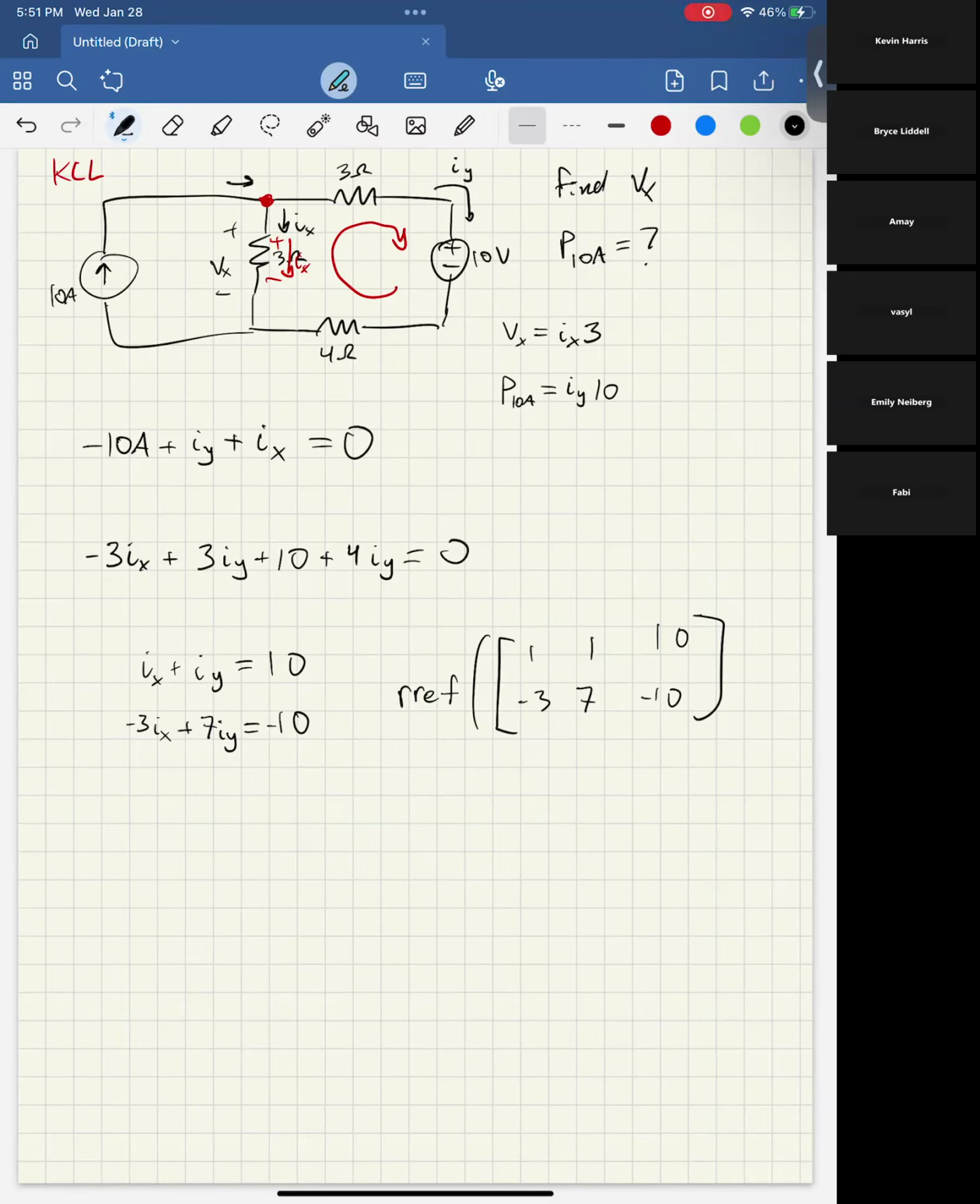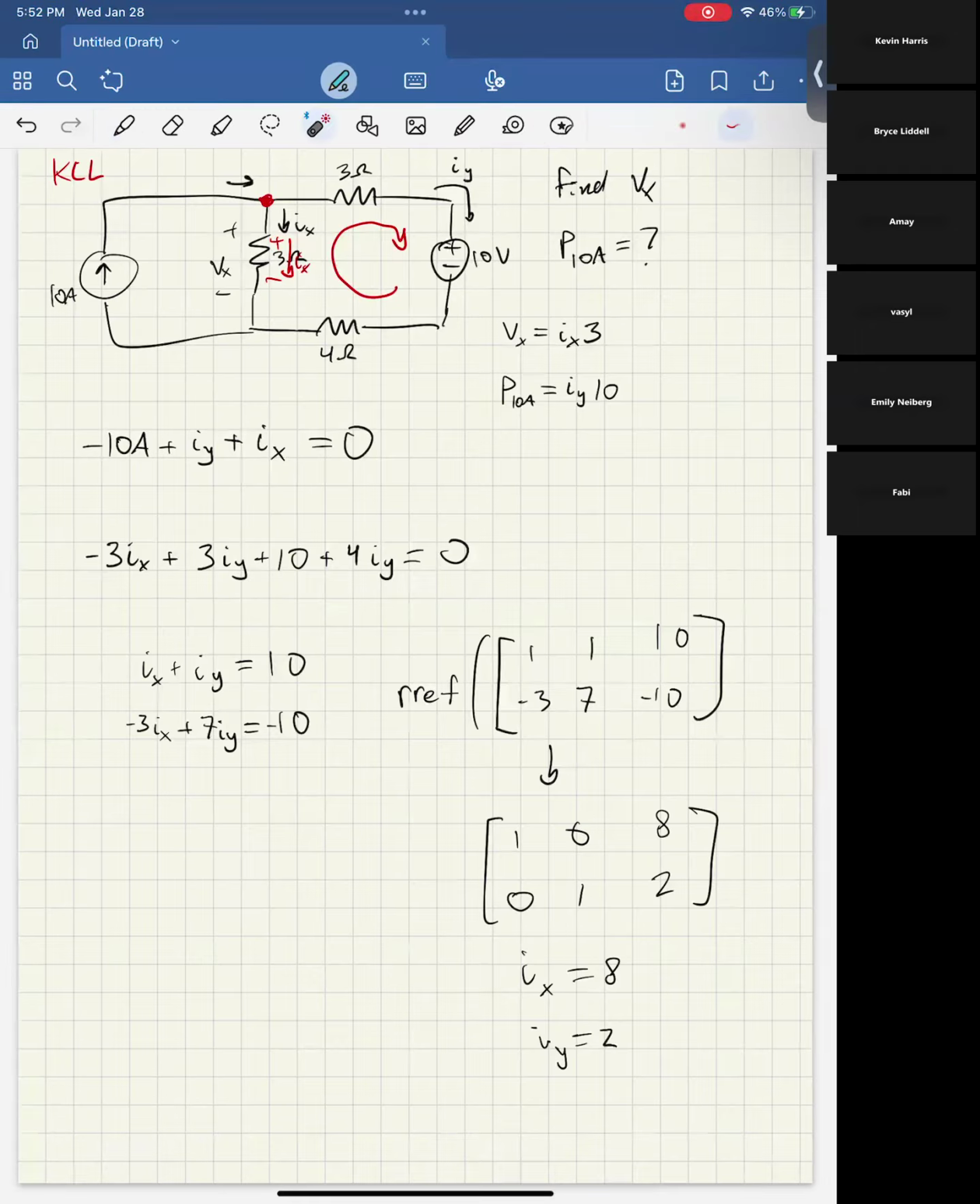Then we're going to go to the math section on the calculator and do RREF of the matrix that I just defined. And what I end up seeing is this turns the matrix into 1, 0, 0, 1, 8, 2. So this is saying that IX equals 8 and IY equals 2.